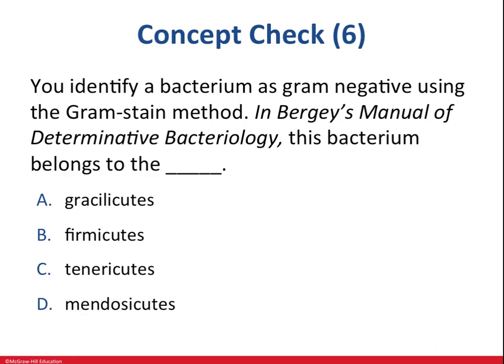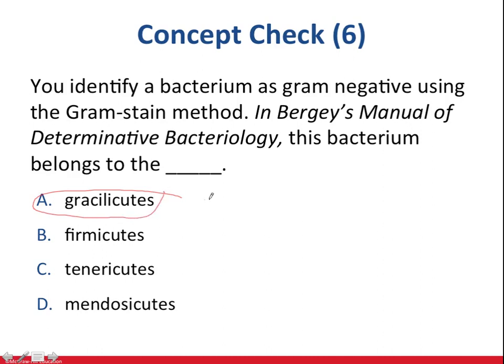Now let's work on this question. You identify a bacterium as gram-negative using the gram stain method. In Bergey's Manual of Determinative Bacteriology, this bacterium belongs to what? I give you 5 seconds to give me the correct answer. 1, 2, 3, 4, 5. The correct answer is A.